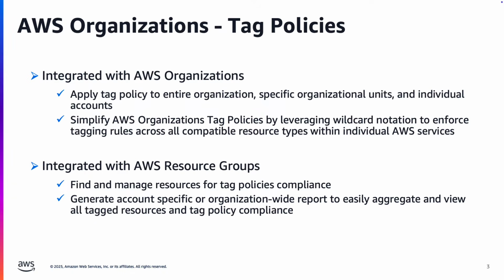Integrated with AWS Organizations, you can apply tag policies flexibly, whether across your entire organization, specific OUs, or individual AWS accounts. Recent improvements now allow you to use wildcards, making it easier to enforce tagging rules across all supported resources within a service. For tag policy compliance monitoring, tag policies work seamlessly with AWS Resource Groups. This integration helps you track and manage tagged resources while generating detailed compliance reports at both account and organization levels. This visibility helps with maintaining consistent tagging standards across your AWS environment.